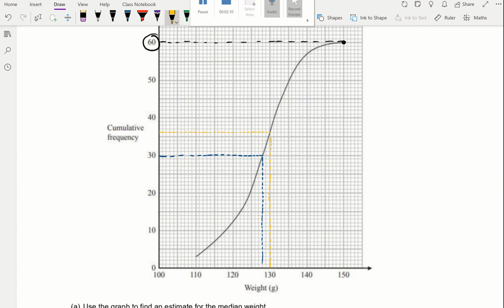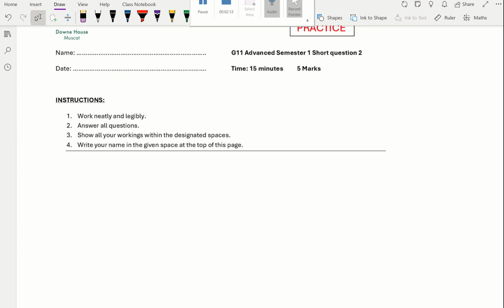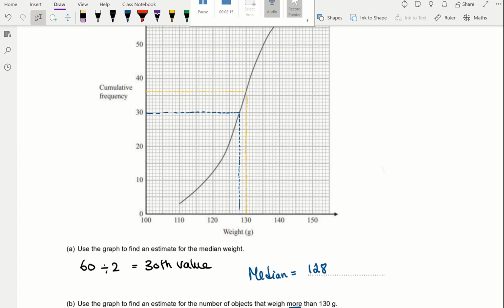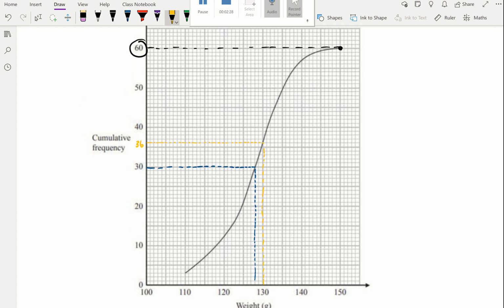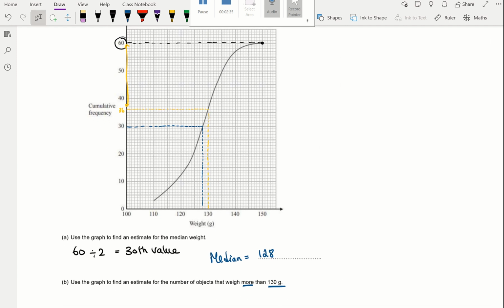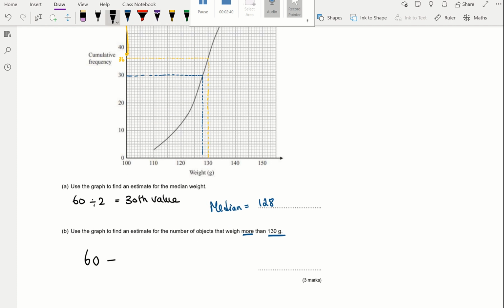Now this is a less than graph. A cumulative frequency is a less than graph. So when you read it here, this says 30, 35, this is 36. So 36 objects weigh less than 130. How many objects weigh more than? It's 60 minus 36, and that gives you 24 objects.